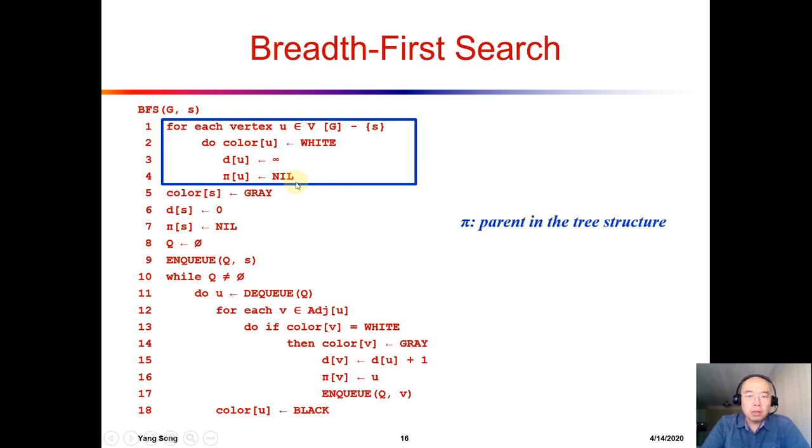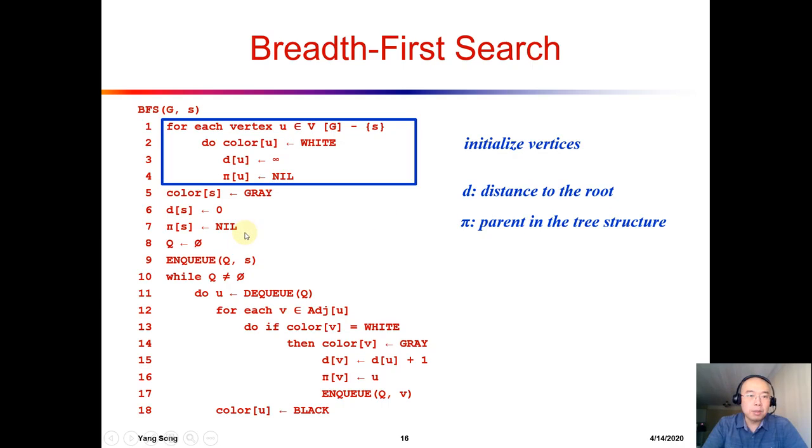So what do they mean? For the pi, it means the parent in the tree structure. So for each of the nodes, as long as it is not a root, it should have a parent, right? And for the d, it is the distance to the root. So if the current node itself is the root, then the distance to the root is 0, or if the current node is a direct child of the root, then the distance should be 1. Okay, so for this iteration, we just initialize the vertices.